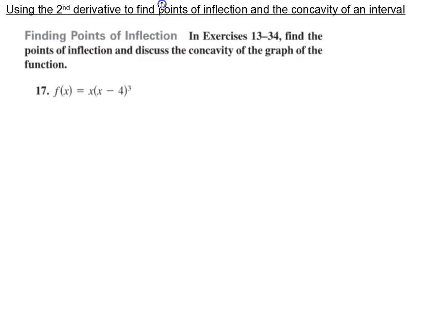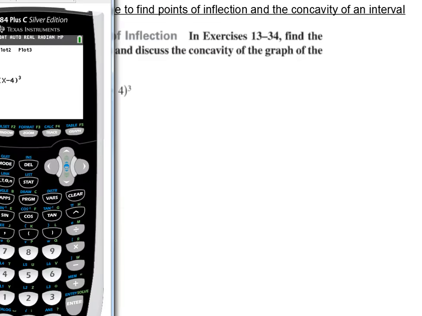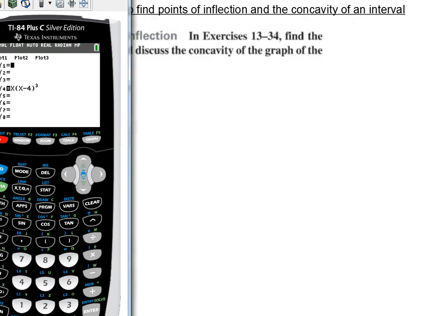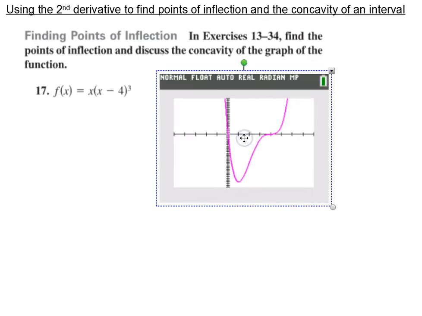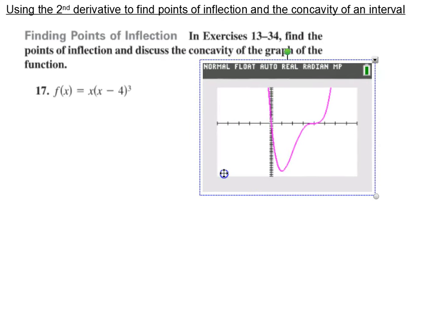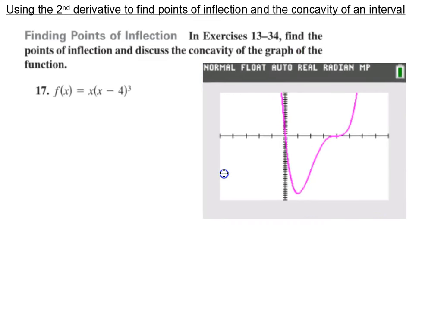Well, before we do that, let's take a look at physically what this graph looks like. I took the liberty of going ahead and typing this function in. As you can see, I've typed this x times (x minus 4) to the third into the graphing calculator. This is what the graph looks like. So this is the graph of that function. So I'm going to pull this out, and we're going to examine this. So let's take a look at this. I'm looking for the concavity of this and where the concavity changes.